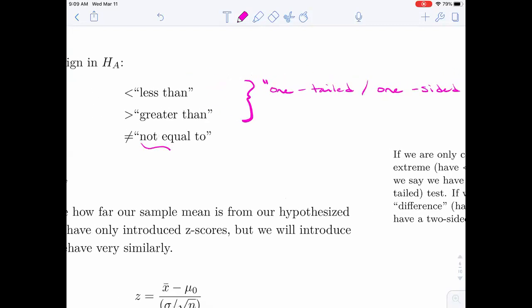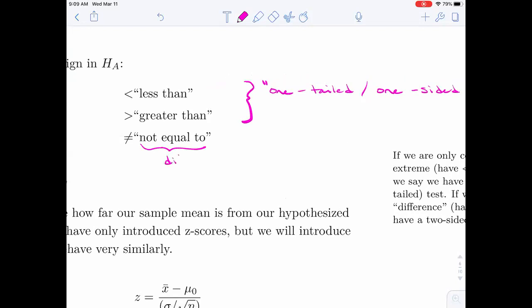And here, we're just looking for a difference. Are these two things different from each other? So this is a two-tailed or two-sided test.